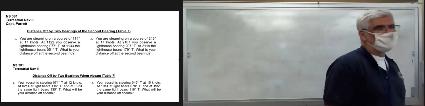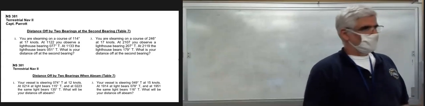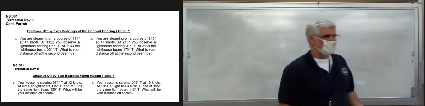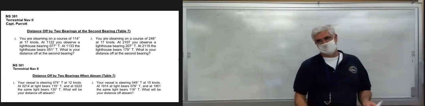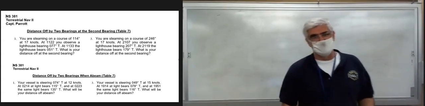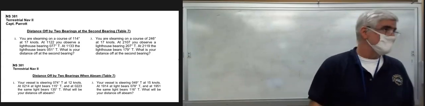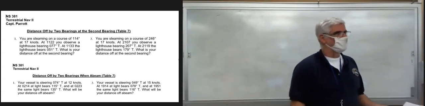Now we go to the beginning of the packet, okay? Now look, page 1 and 2. If I was to give this packet to you all over again, page 1 and 2 would be page 2 and 3, and page 3 and 4 would be page 1 and 2, okay? We're gonna go through this packet. We're gonna start on page 3, okay, in just a minute.